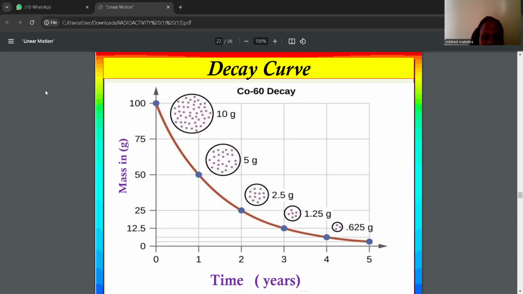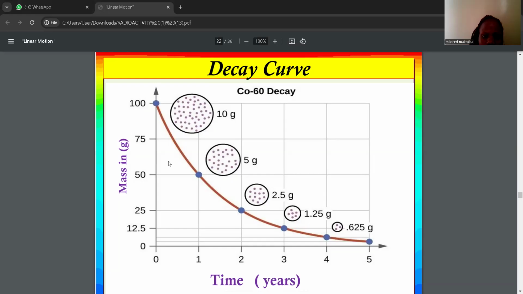Reduces. For instance, before you, we have the decay curve for cobalt-60. At the start, the mass of this cobalt-60 was 100, but within 1 year, it had reduced from 100 to 50. Then within the second year, it reduced from 50 to 25, and within the third year, it reduced from 25 to 12.5.